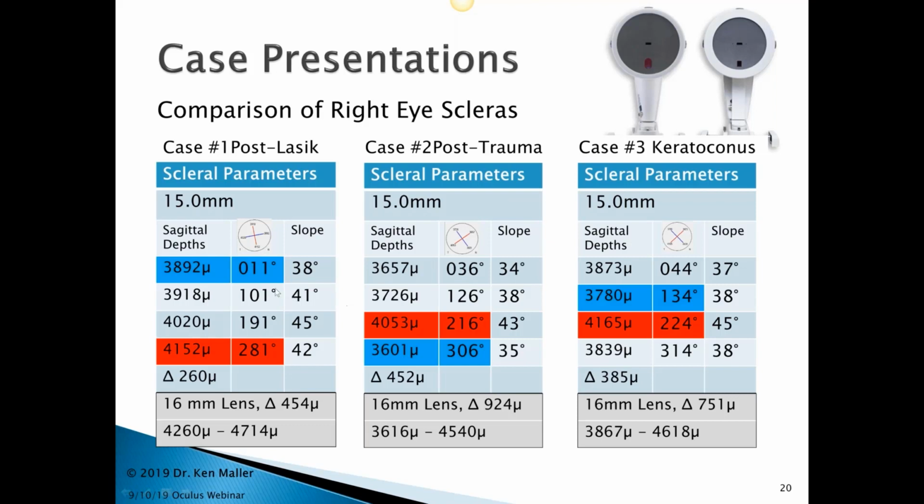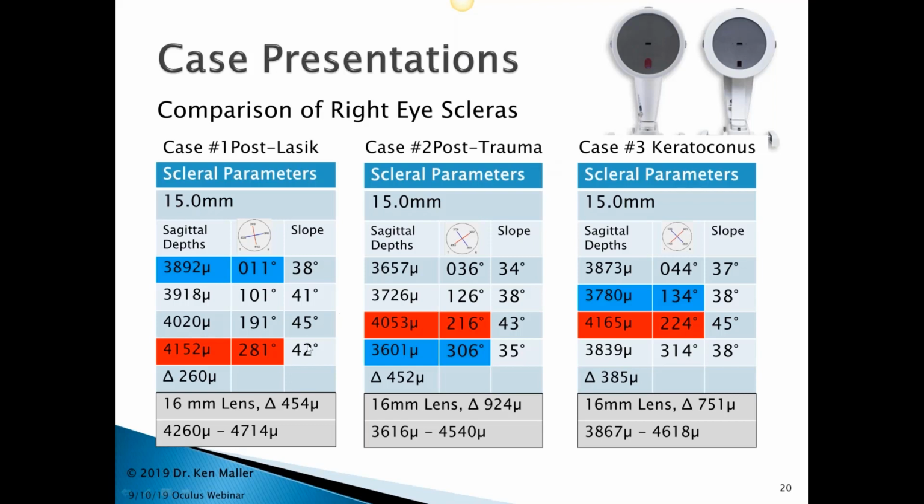Furthermore, if you take a look at the flat meridian, here you have the flat meridian at 11 degrees. Here you have the flat meridian at 306 degrees, and here you have the flat meridian at 134 degrees. That's just about random. The steep meridian obviously is almost as random here from the 281. Here, 216 and 224, these are actually pretty close to each other, but there's no reason to believe why they would be. I think that just happens to be a random happenstance.